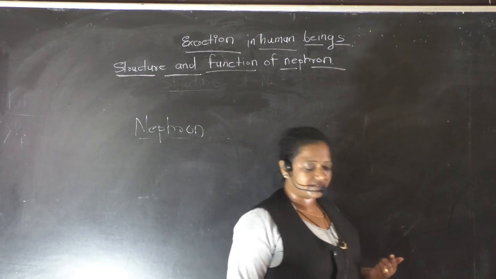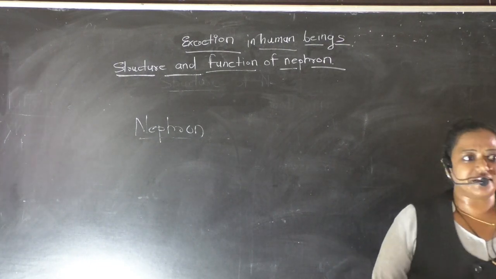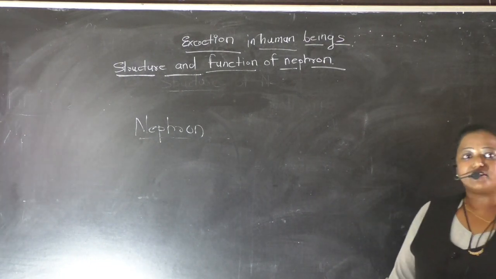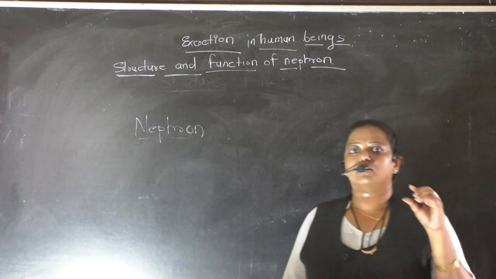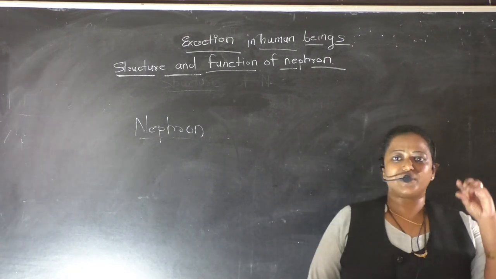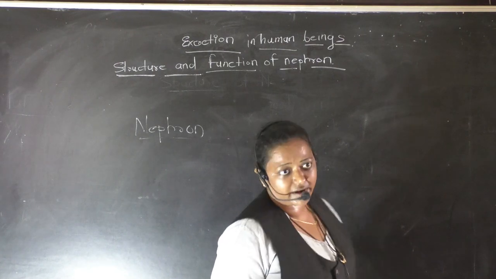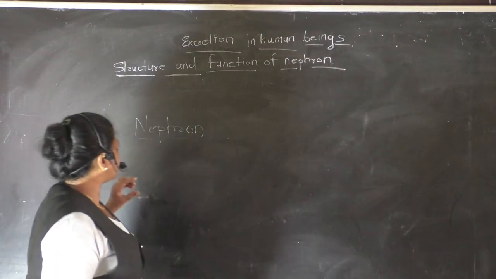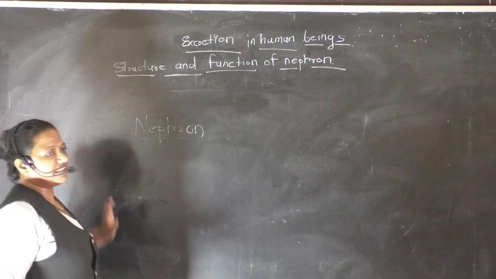As well, in our control and coordination chapter we have seen the smallest unit of the coordination system, which is called a neuron. So a basic unit is required for every system or life process. Here we are going to see that the basic structural unit of the kidney is the nephron.